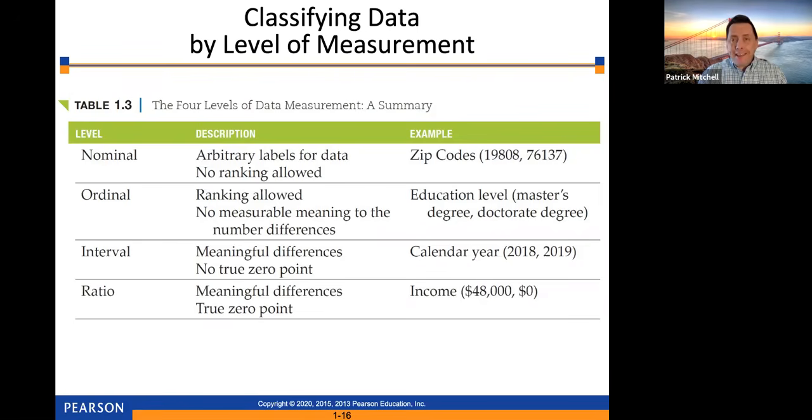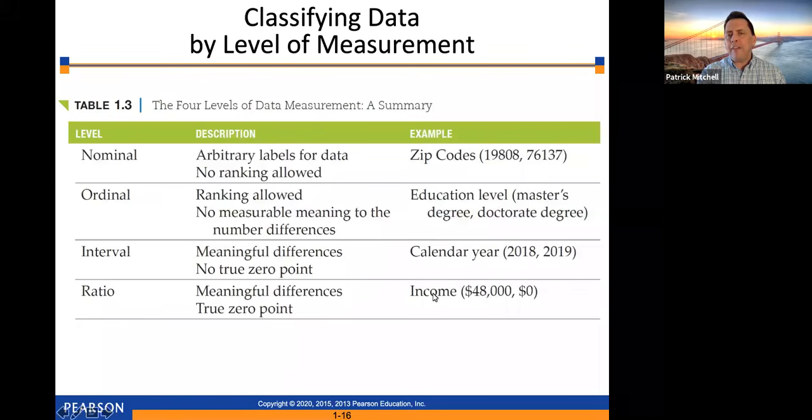Now, when it does make sense to do that, then you're talking about ratio level. At ratio level, differences are still meaningful, and so are ratios. And there is a true 0 point. So another way to differentiate between ratio and interval: at interval level, you often have negative numbers. At ratio level, you don't. You have a true 0 point, and that's the beginning.